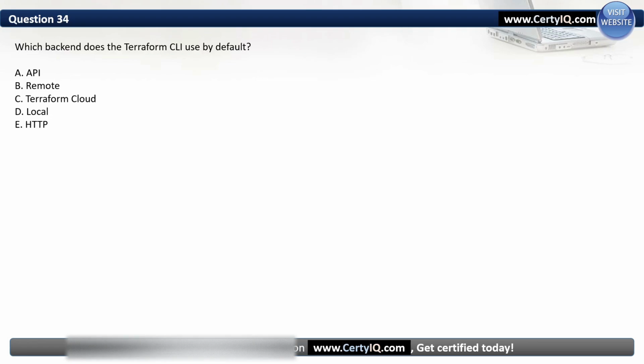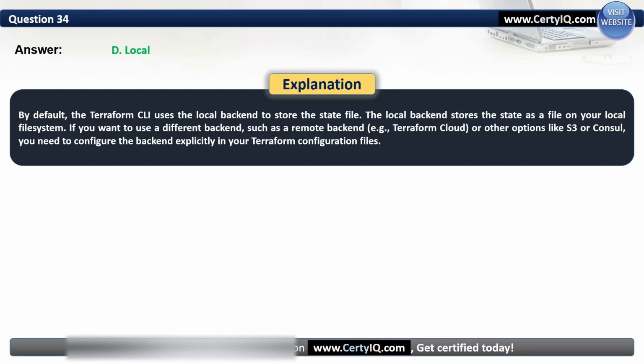Question 34. Which backend does the Terraform CLI use by default? The correct option is D. Local. By default, the Terraform CLI uses the local backend to store the state file. The local backend stores the state file as a file on your local file system. If you want to use a different backend such as a remote backend or other options like S3 or Consul, you need to configure the backend explicitly in your Terraform configuration files.